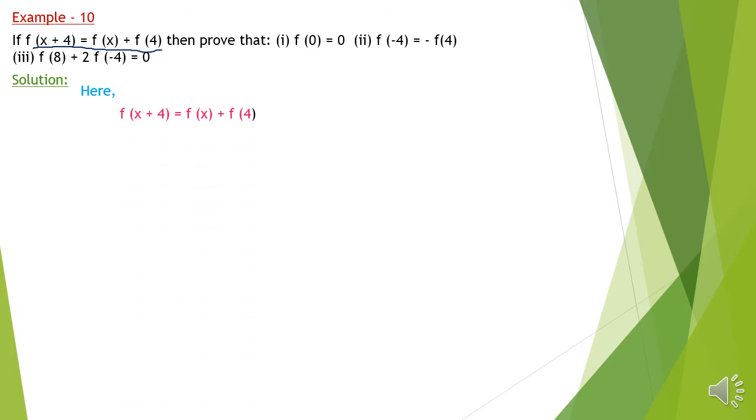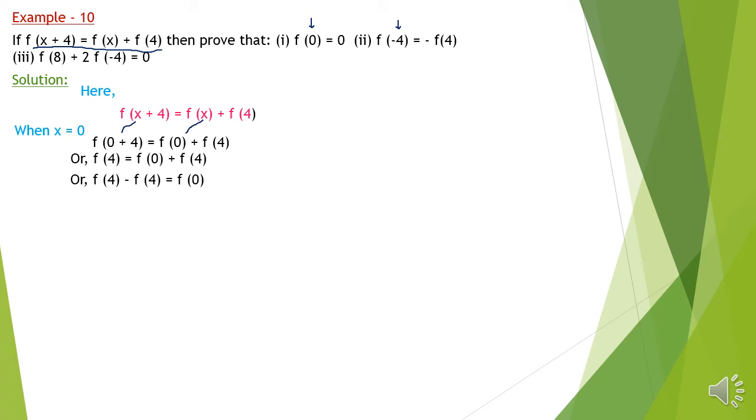Our function is f(x). First input will be 0, second input will be minus 4, but third input won't be it. So you have to be careful on this third part of the question. Now first input will be 0 when x is equal to 0. Then f(0) will replace x, so wherever there is x we have to write 0. That will be f(4), isn't it? 0 plus 4 is 4, and f(0) is equal to 0. You can see f(4) minus f(4) because it changes the sign. Now you can cancel it, then f(0) is equal to 0.